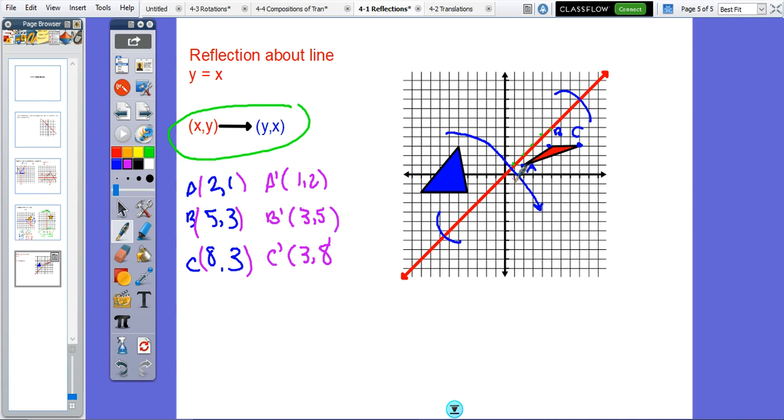So let's graph that right there. So we got 1, 2. Okay, there's the first one. Okay, 3, 5. 5, 1, 2, 3, 4, 5. And then 3, 8. 6, 7, 8. And there you go. There is your reflected triangle right there.